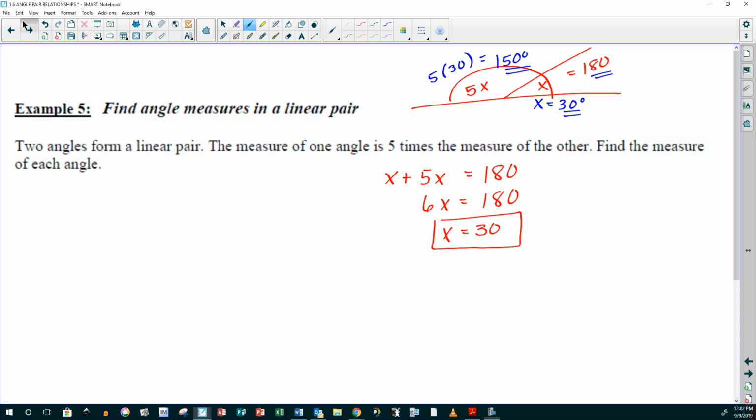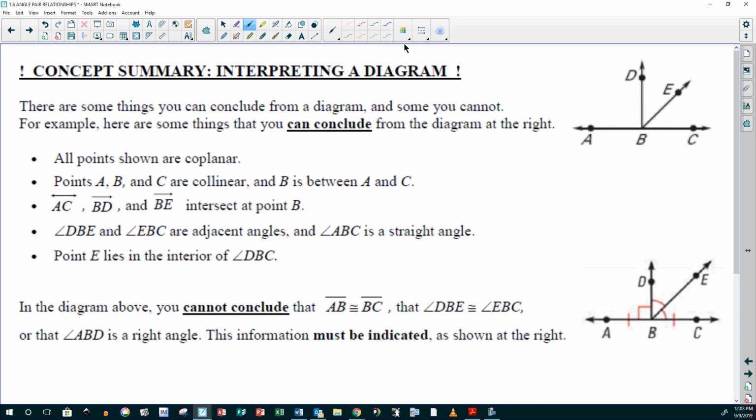All right. So here's our last part. When looking at a picture, notice these two pictures are almost identical. Okay? You have to be able to conclude certain things. You can't just look at the top picture and say B is a midpoint because it doesn't tell you if anything is equal. The bottom picture, I know that B is a midpoint because it gives me tick marks. Okay? I can't determine anything up here except all the points are coplanar. They're all on the same plane.